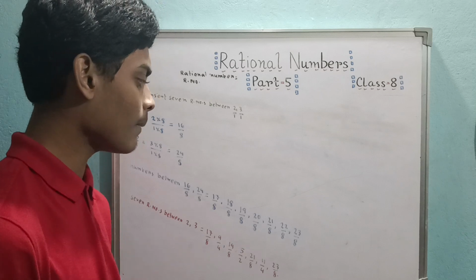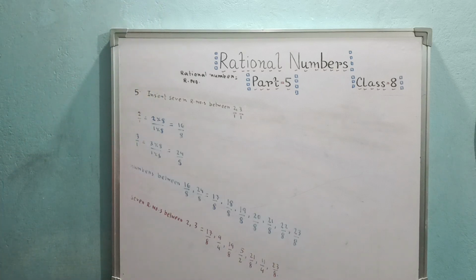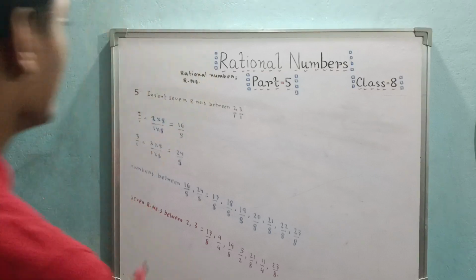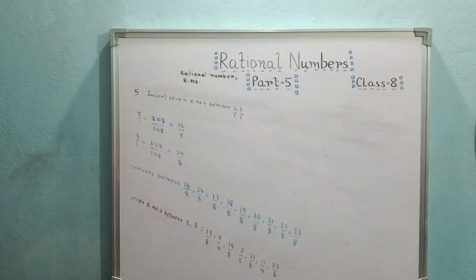See the saving of time and see how accurate this process is. What is there in it? Denominators of the numbers are same. Okay, 2 is 2 by 1, 3 is 3 by 1. Then I have been told to insert 7 rational numbers.